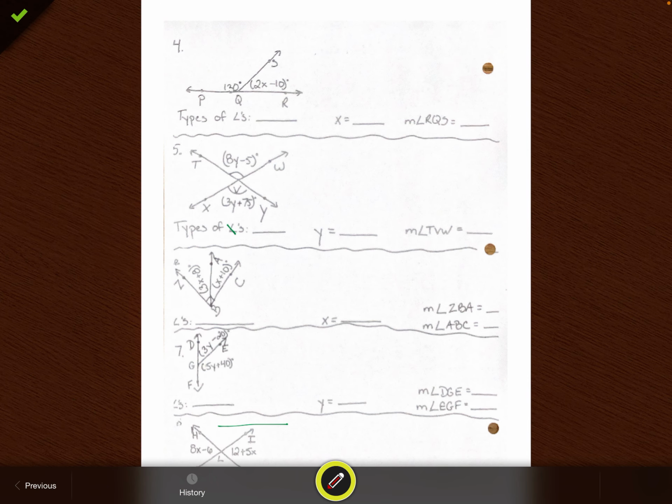So what you're going to work on is, we've already identified these. Okay. See if you can set up your equations and solve. If you have questions, please let myself or Miss Witcher know. Thank you.